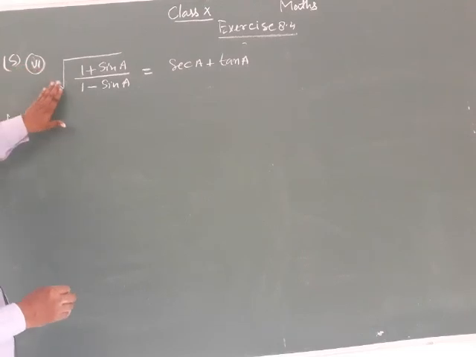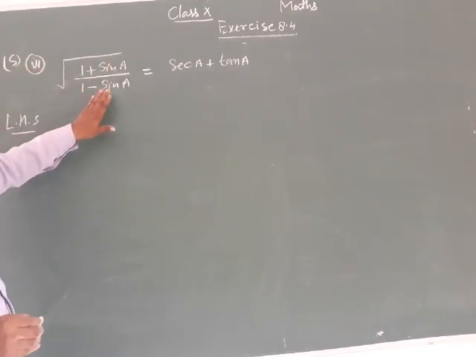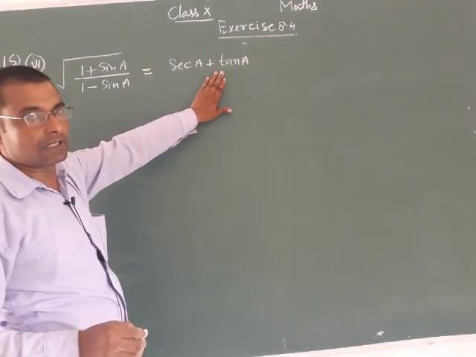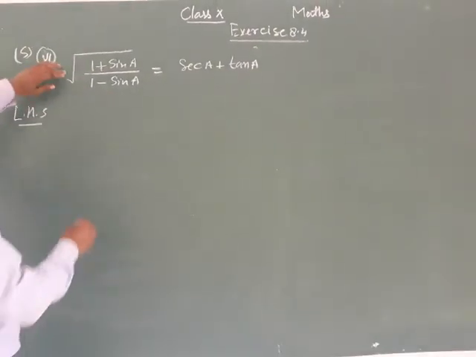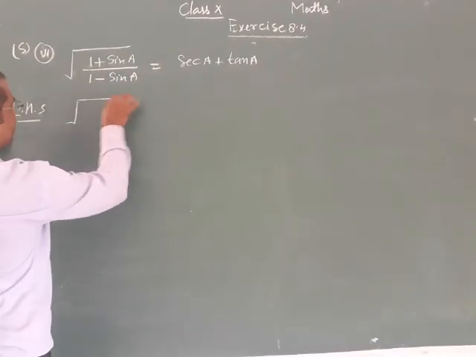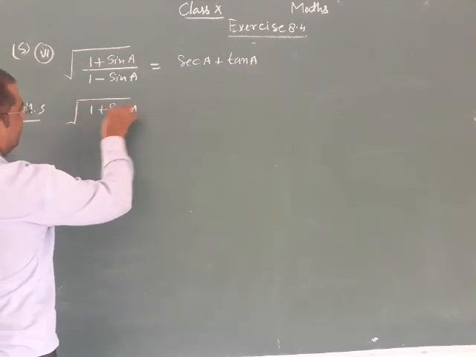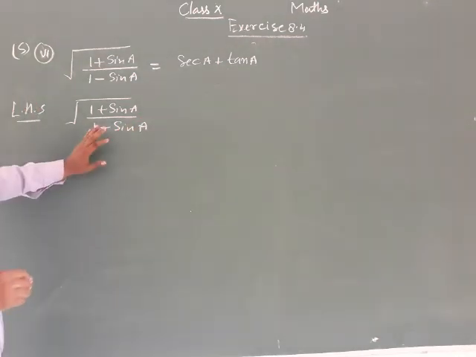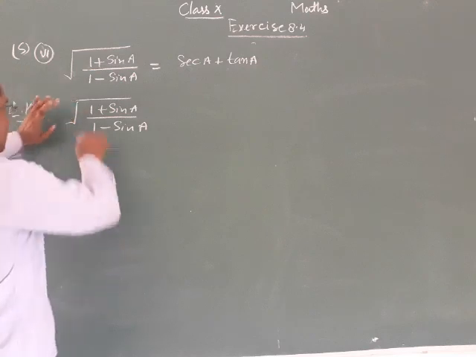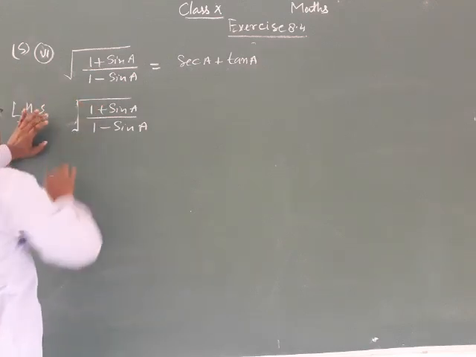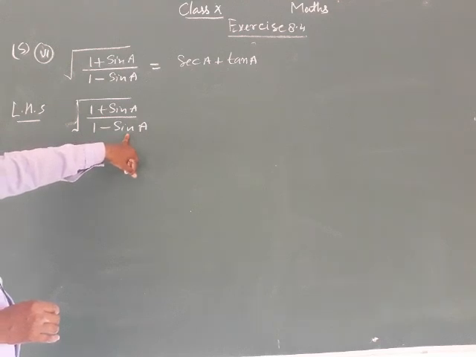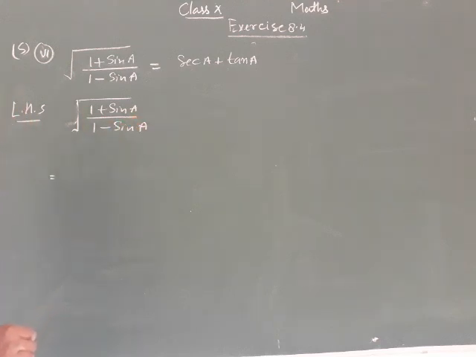Question number 5, part 6: square root of (1 plus sin A upon 1 minus sin A) is equal to sec A plus tan A. Prove that. So take the LHS, root of 1 plus sin A upon 1 minus sin A. Now to remove the square root, multiply the numerator and denominator by the conjugate.